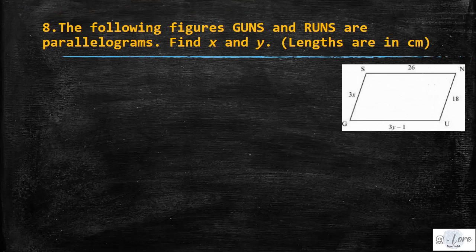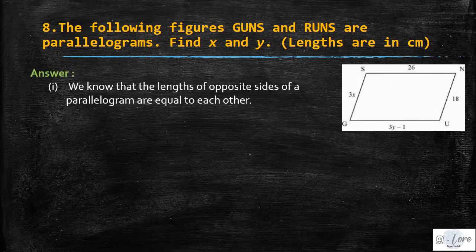Now come to the first figure, GUNS. We know that the lengths of the opposite sides of a parallelogram are equal to each other. So GU is equal to SN. GU is 3y minus 1, which is equal to 26. So 3y is equal to 27 when you transpose 1 to that side. Then the value of y is equal to 27 by 3, which is 9.